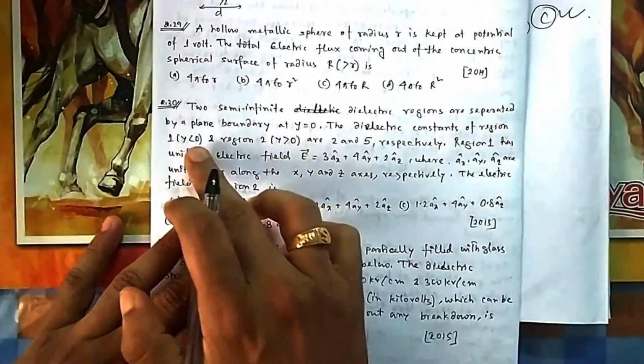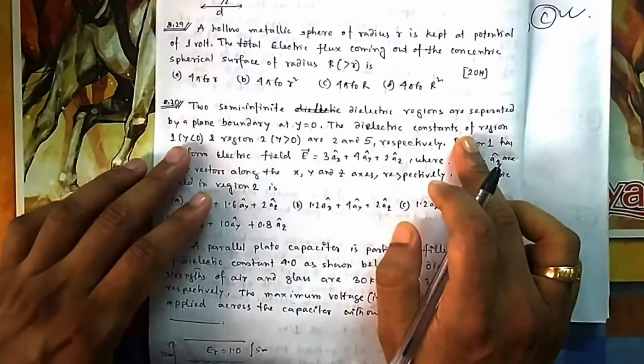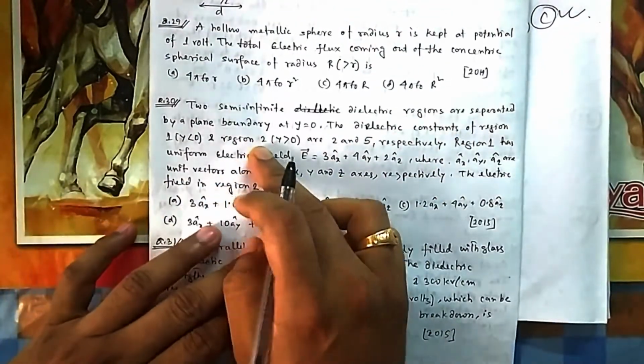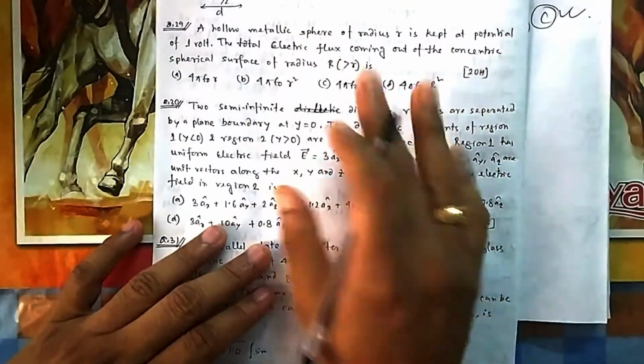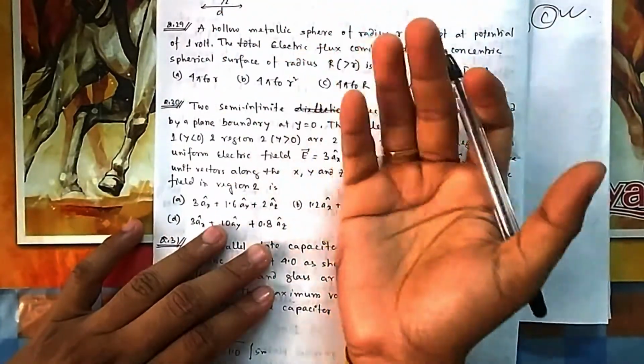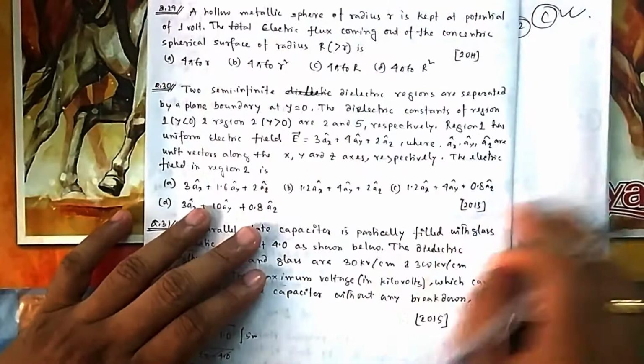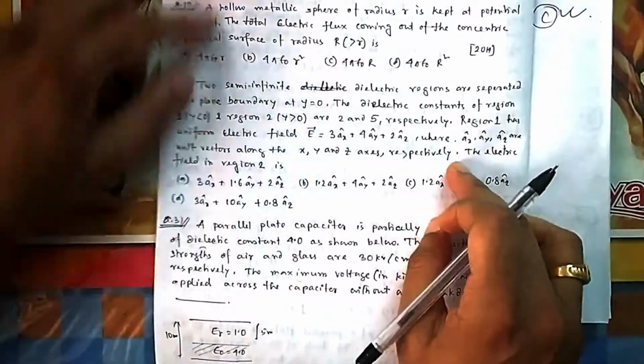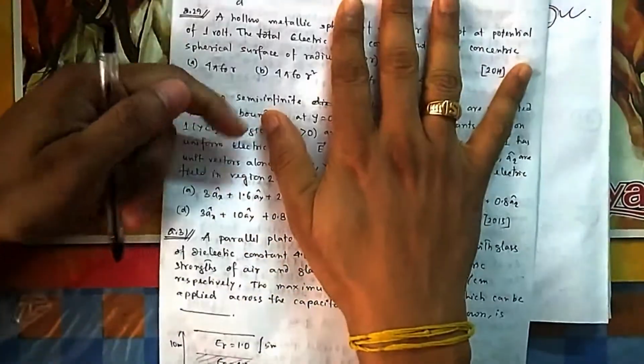The dielectric constant of one region is epsilon 1, and of the other region is epsilon 2, for y less than 0 and y greater than 0. Suppose this is y. We can treat it in any way. Suppose this is my x, this plane is x and z, this is x, this is z, this is y. So this is the boundary which is separating the two regions.